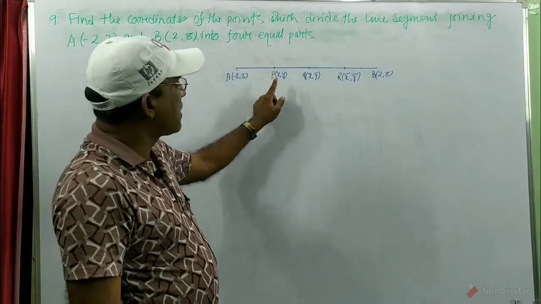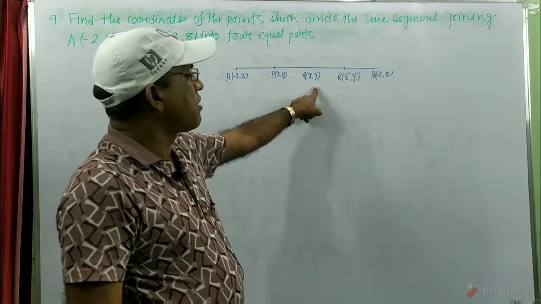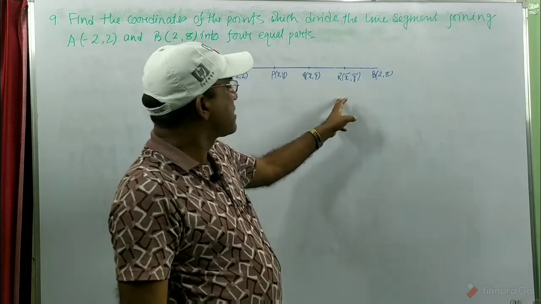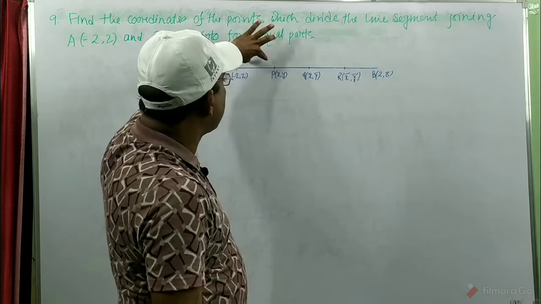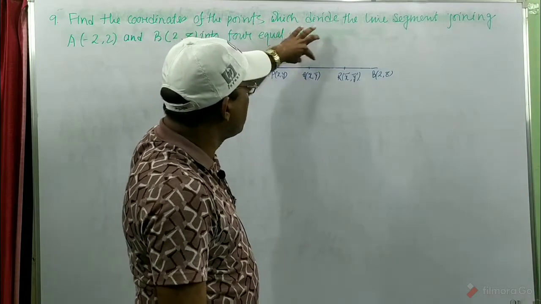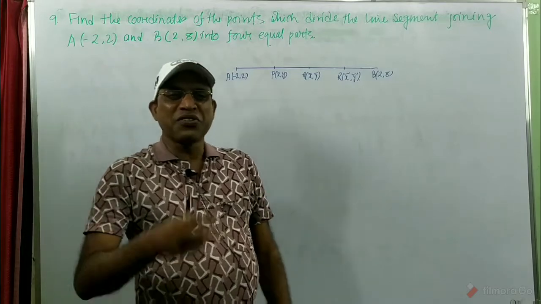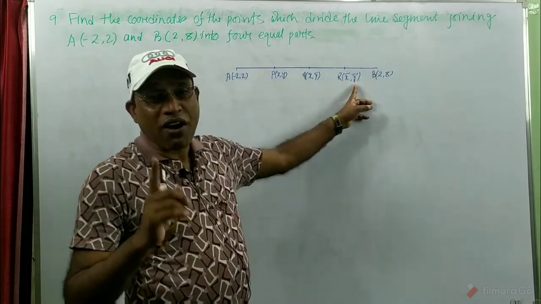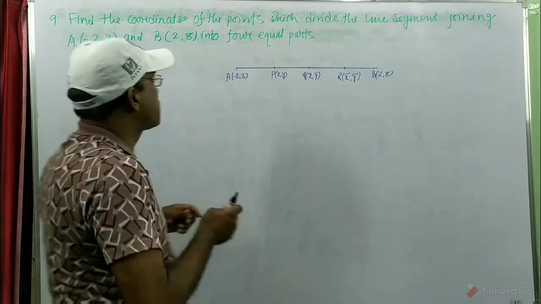Suppose the points are P x y, Q x bar y bar, R x bar dash y bar dash. These 3 points divide the line segment AB into 4 equal parts: 1, 2, 3, 4, 4 equal parts. So what are the coordinates of these 3 points? Now our target is to find these 3 points. So solution.